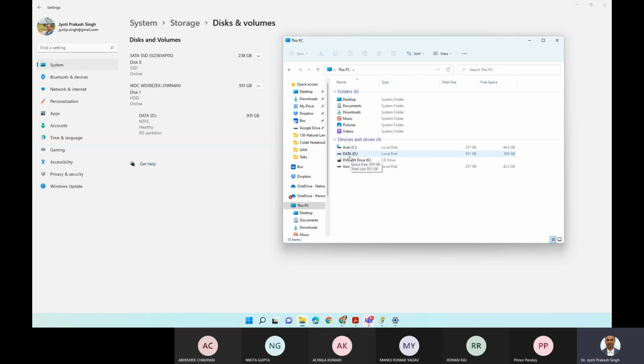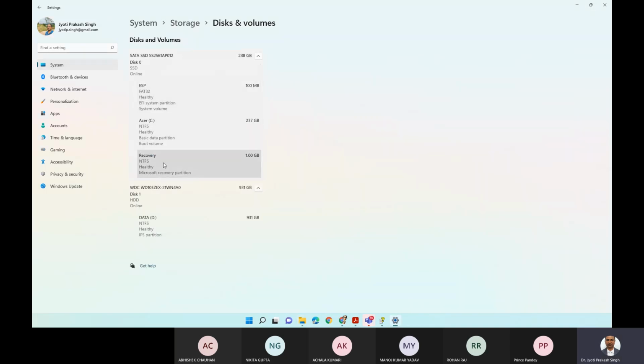Then we have data D, which is this Western Digital disk, and this has an NTFS partition. Now you see this one itself has so many partitions. The total disk was 238 GB. There is one partition of 100 MB, which is FAT32. Then there is another partition of 237 GB, which is an NTFS partition. Then there is another partition of 1 GB, again NTFS, but this is called recovery, and this is normally a system-generated partition.